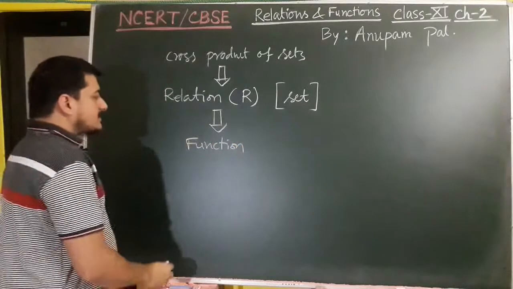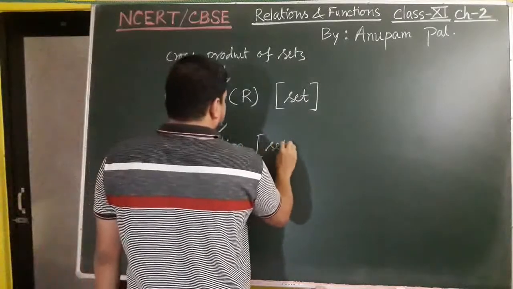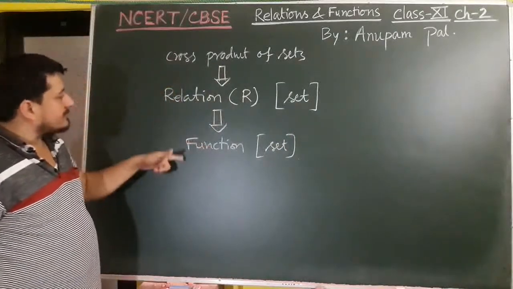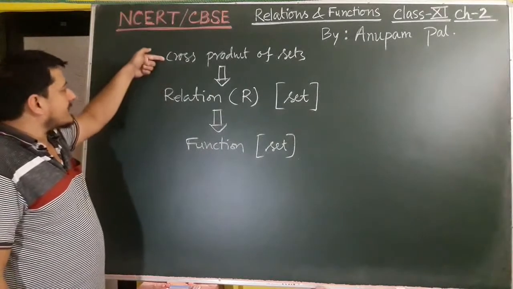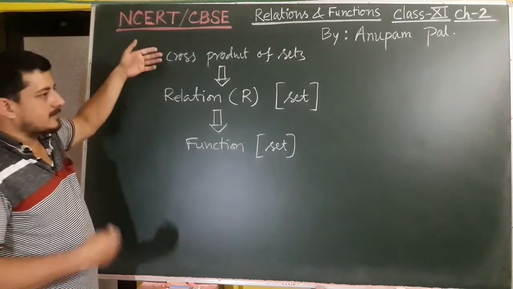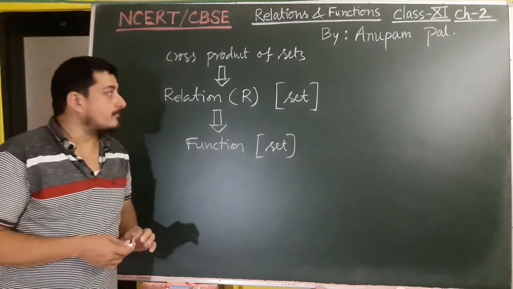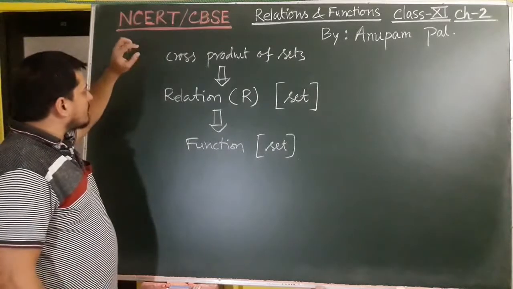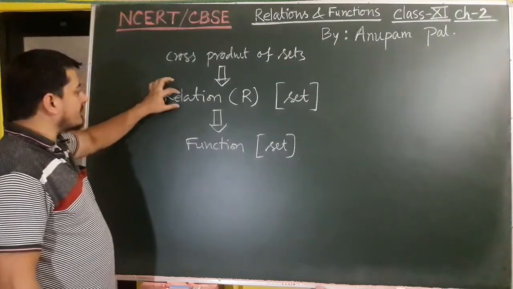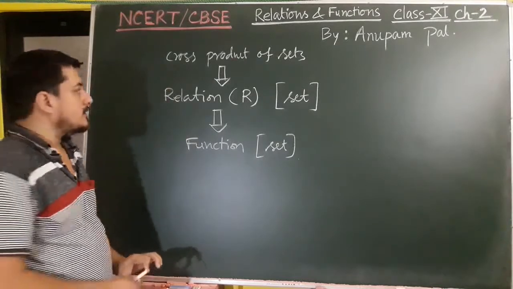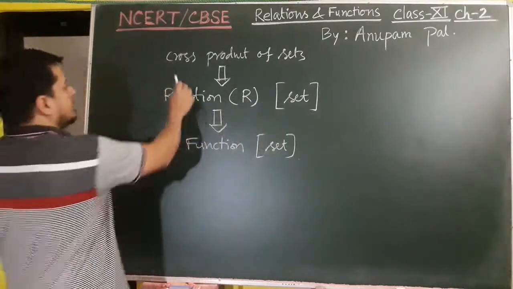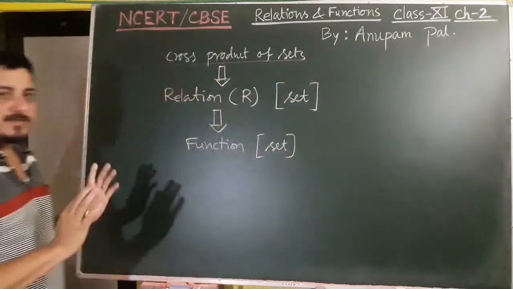So this is also a set. We shall look into what this is, but this is the sequence. Relation is a special type of cross product: you put some criteria on the cross product and you get a relation, and then again you filter some relations and you get a function. So relation is a set, function is also a set, and this one is also a set. This you have to remember.